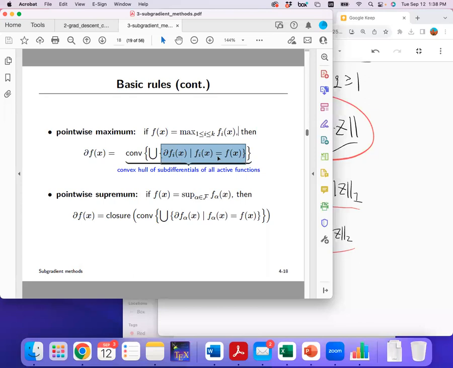For those active functions, we consider their subdifferentials. Each active function at this point has a subdifferential, which is a set. Then we take the union of these sets. Maybe active function 1 has one subdifferential, active function 2 has another. These are two different sets. Take their union, put them together. But once we union them, it may not be a convex set. So we consider the convex hull of this union.